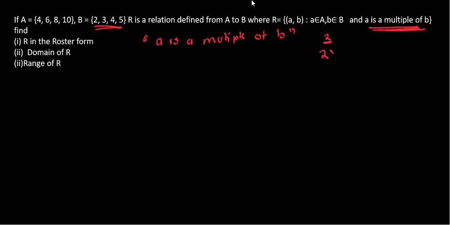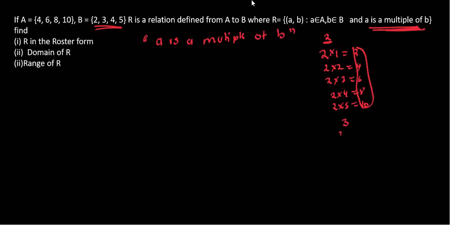This is 2, right? The multiples of 2: 2 times 1 is 2, 2 times 2 is 4, then 2 times 3 is what? 6. 2 times 4 is 8, 2 times 5 is 10. These are multiples of what? 2, which is 2, 4, 6, 8, 10. These are multiples of 2.